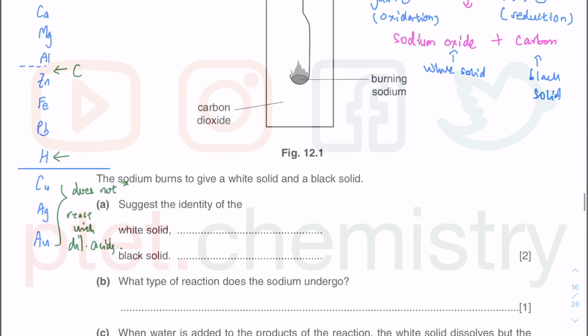Okay, so suggest the identity. They don't say name, they don't say formula. If you really are very good with formula, you can write down the formula of sodium oxide. If you're not very good with formula, you could have written down the name and you would have gotten away with it because they don't specify.